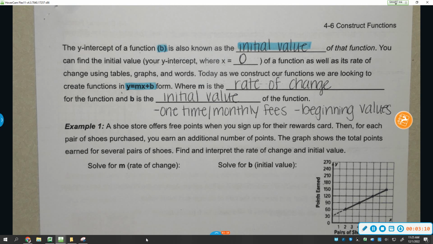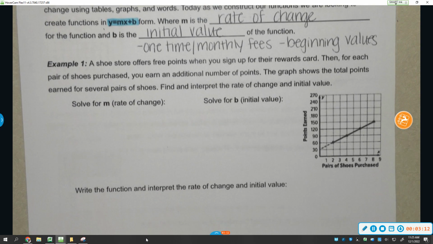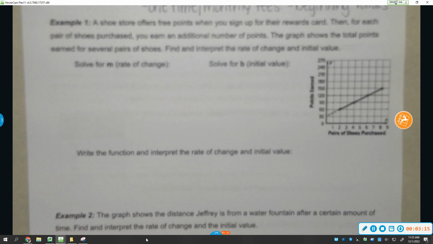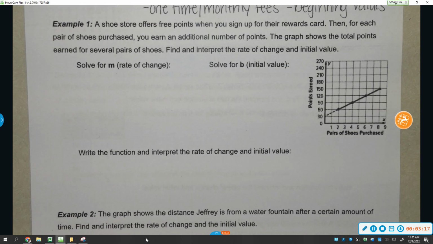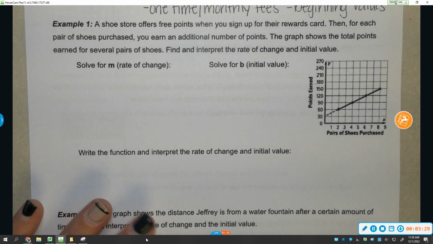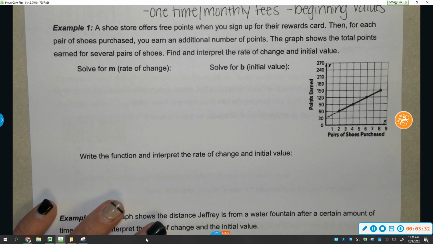So we're going to take a look at example 1. And like I said, this is very much like what we did yesterday. We are going to be solving for m, solving for b, and writing an equation. So number 1 says, a shoe store offers free points when you sign up for their rewards card. Then, for each pair of shoes purchased, you earn an additional number of points. The graph shows the total points earned for several pairs of shoes. Find and interpret the rate of change and the initial value.